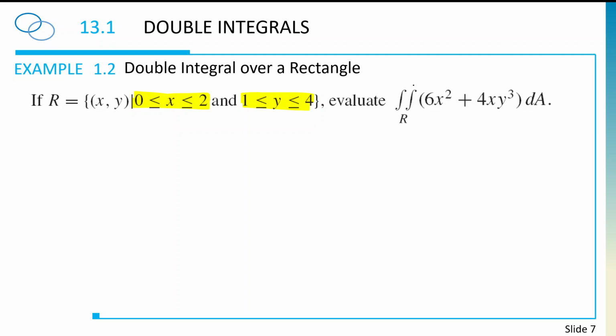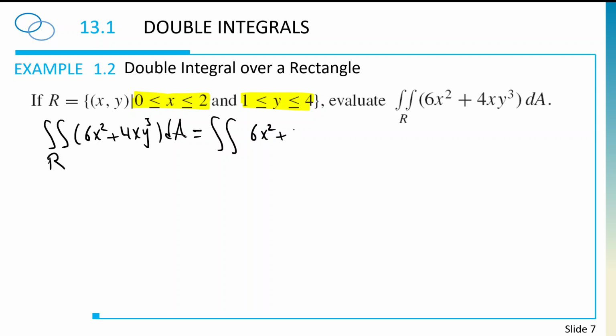Now for this question, this is the double integral over the region for the function 6x squared plus 4xy cubed dA. Now what you need to do, you'll write it as a double integral, and this is the function 6x squared plus 4xy to the power of 3. Now you need to decide to start working with x first or with y. Do I choose dx dy or dy dx? It depends which one will be easier for you to start with.